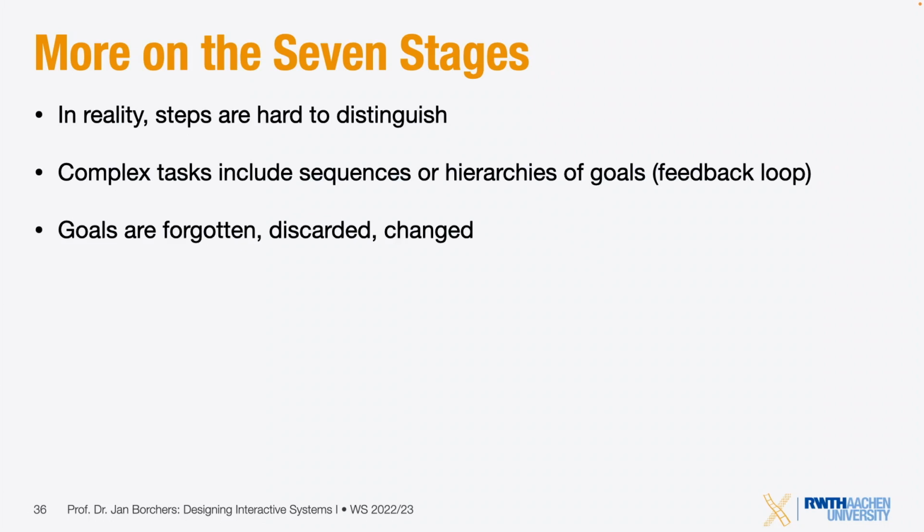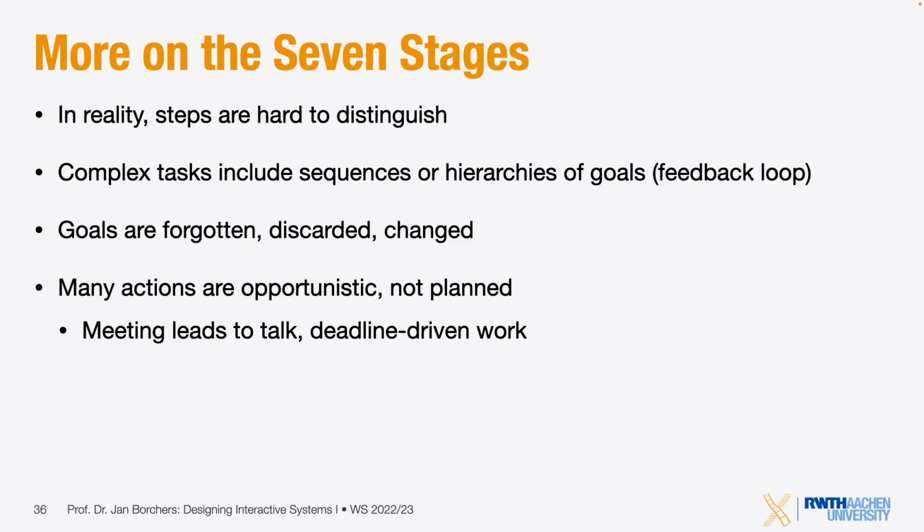We forget goals, or we consciously discard them. We decide to do something else, or we change them, right? These things happen. And of course, many actions are opportunistic and not planned that way. For example, you might run into your buddy in the hallway on the way to your next class, and because you see them, you're like, oh, we need to agree on a time when we want to work on that assignment that we're supposed to be doing, right?